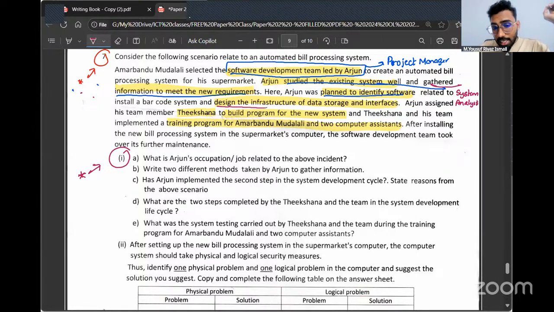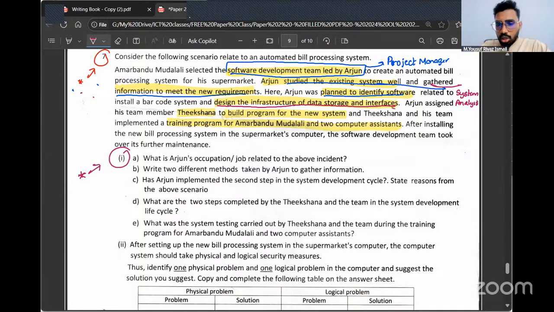Then third, they have mentioned that he had planned to identify the software to install the system, and he designed the infrastructure of the data storage and interface. He designed the infrastructure of data storage means he's planning out how the database is going to be. Like in the database, how many tables we are going to have, and in every table, what fields we have to contain. And interfaces means how the website is going to look. For example, what pages we are going to have in this website, and in each page, how the page is going to look, the idea of how it's going to look, he'll design.